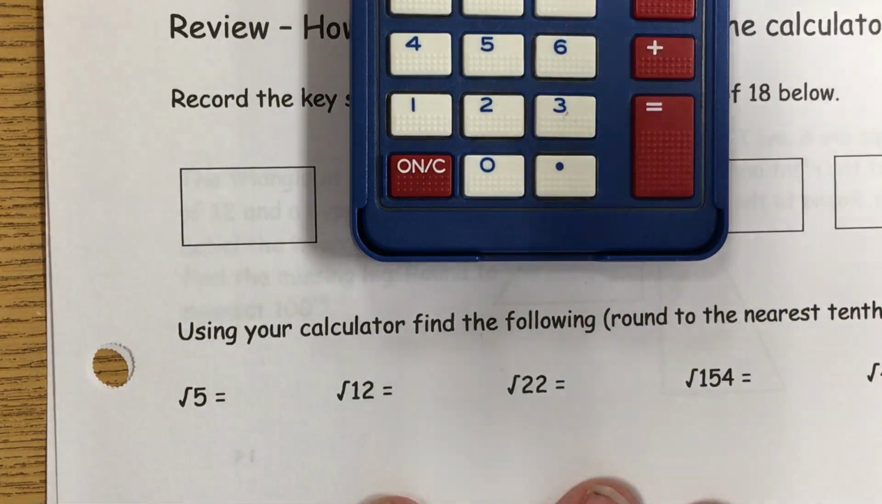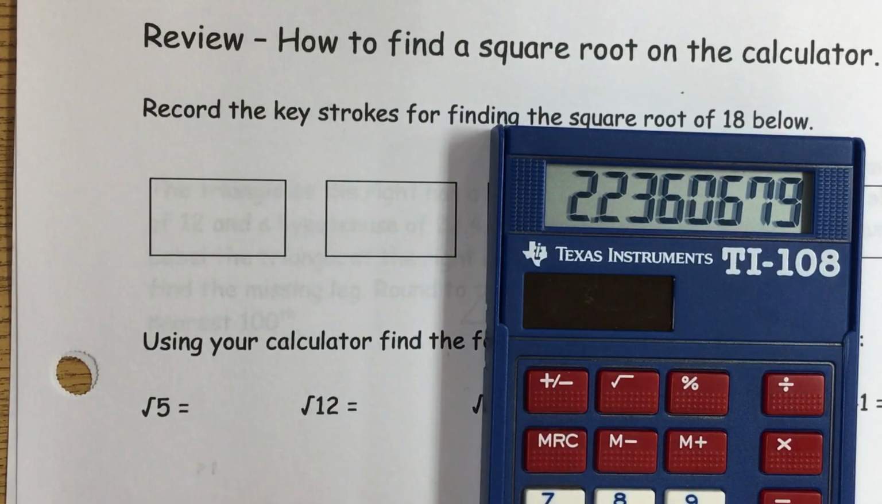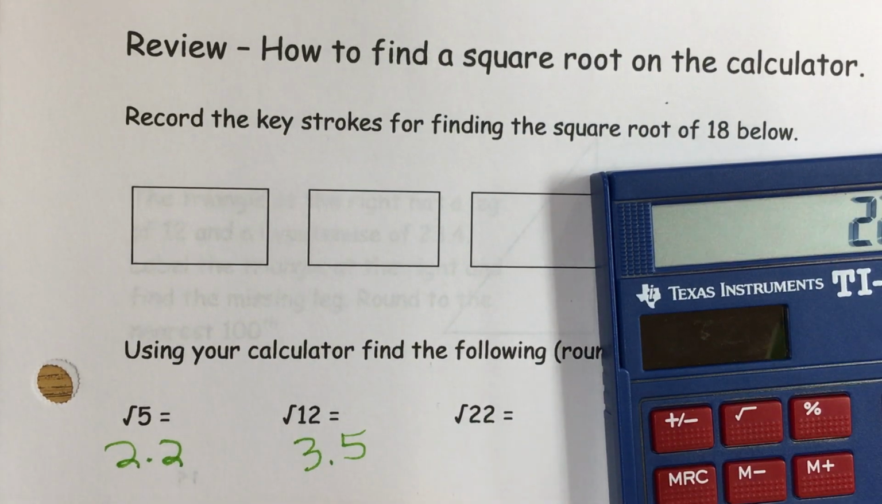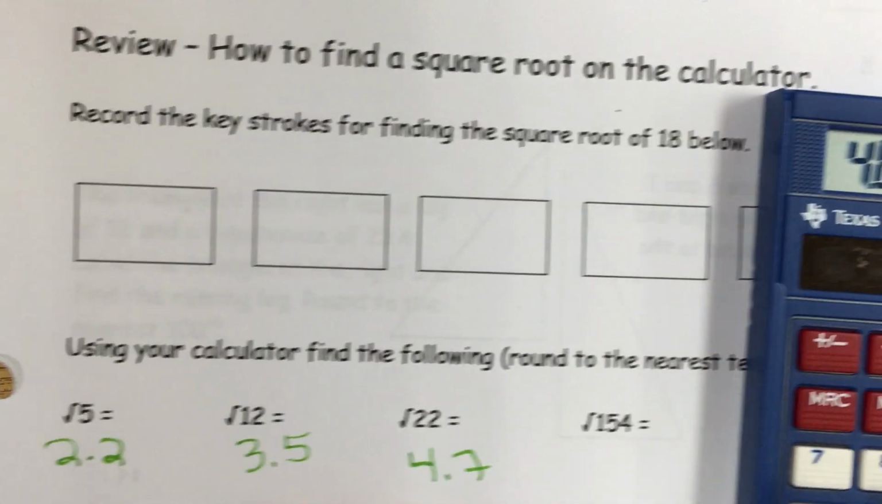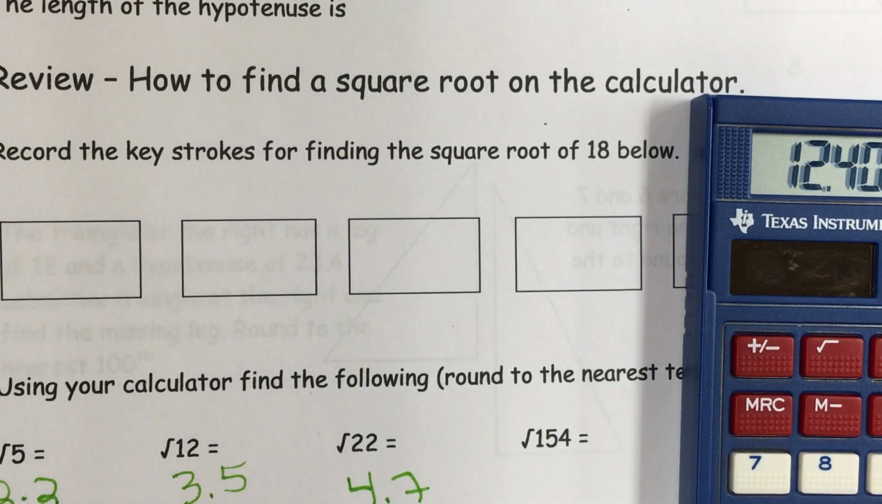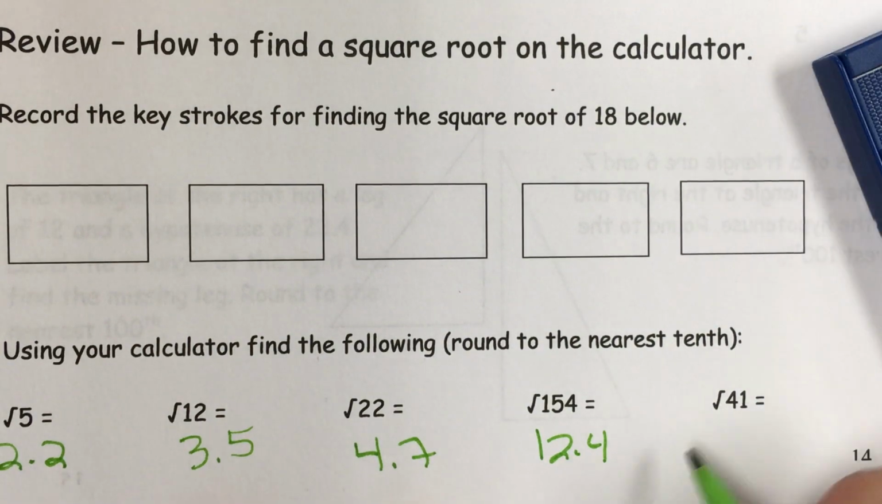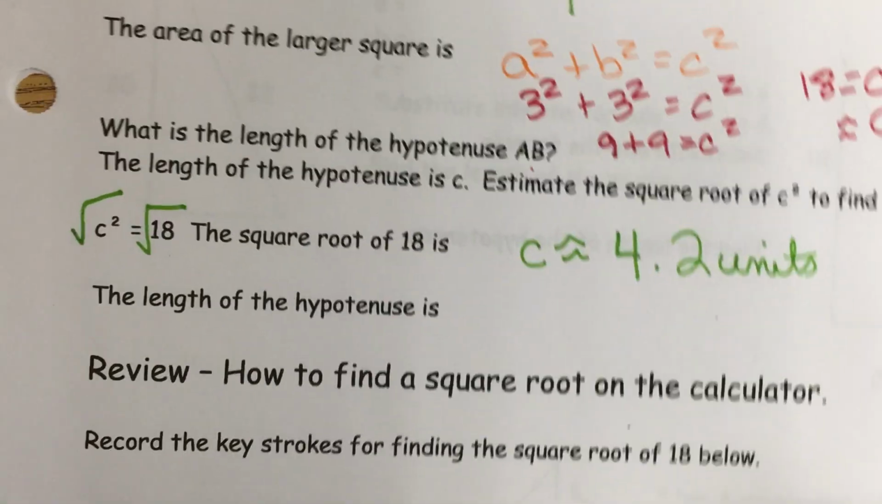So it says the square root of 5. So I take 5 and I hit the square root button and I get 2.2. 12 and I hit the square root button, 3.5. 22 square root button, 4.7. 154 square root button, 12.4. And last but not least, 41 square root button, 6.4. So now you should be able to use a calculator to find the square roots.